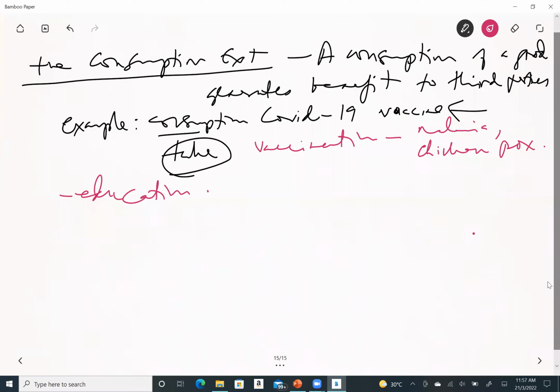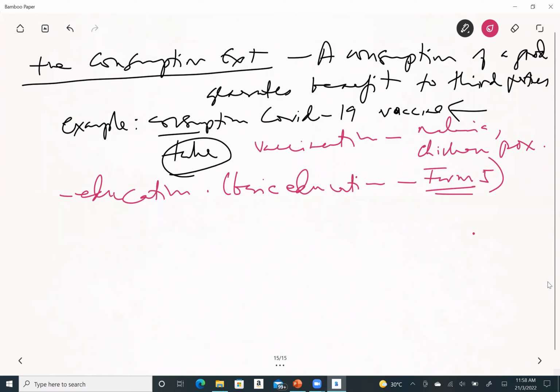That's why the government makes it what? Make at least basic education, up to Form 5, up to tingkat 5, provided free. Why? Because we need to become educated a little bit, at least basic education, because otherwise we are going to be a problem to the society.